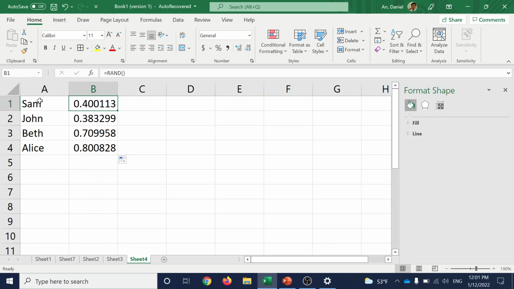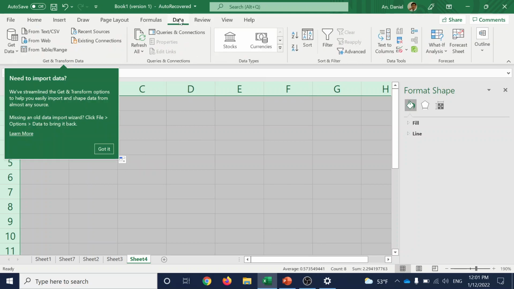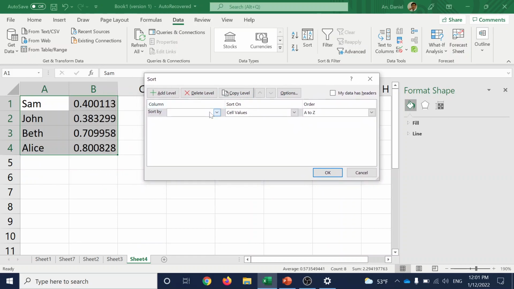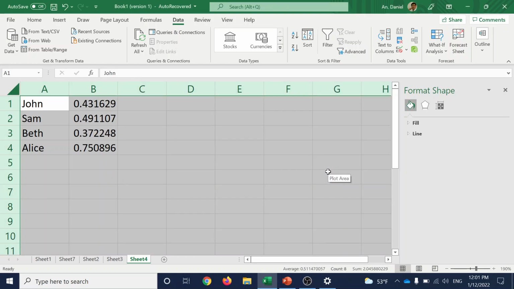And now, because this is randomly placed, what you can do is take the entire thing, select the entire table, go to data, and you can sort by the column B. And if you sort it, you see that they changed places, right? Because it got sorted by the values.